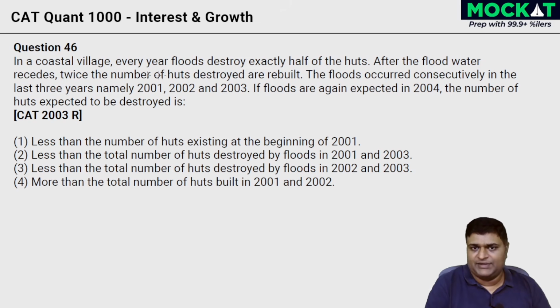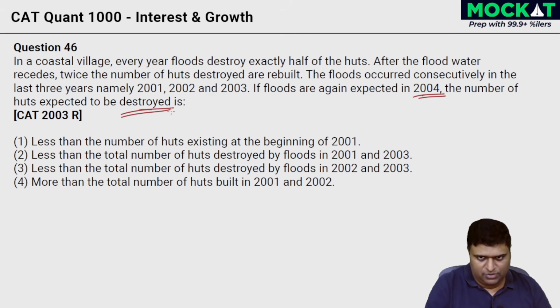In a coastal village, every year floods destroy exactly half of the huts. After the flood water recedes, twice the number of huts destroyed are built. Okay, you have some number of huts, then there's some destruction, then there's a rebuilding. The floods occurred consecutively in the last 3 years, namely 2001, 2 and 3. If the floods are again expected in 2004, the number of huts expected to be destroyed.